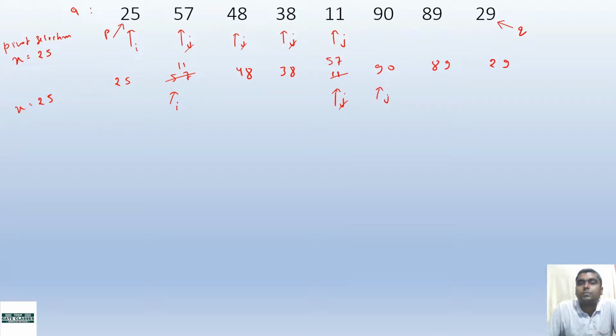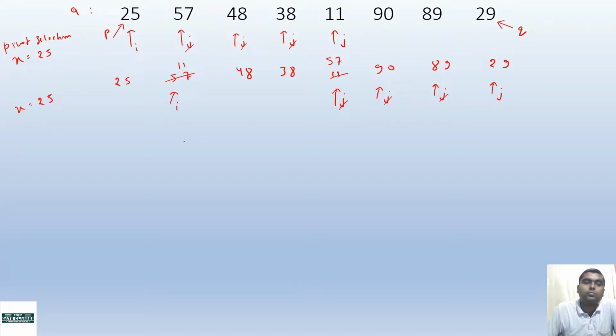So j, this A of j is 90. 90 less than 25? No. Just iterate the loop. A of j is 89. 89 is not less than 25. Just go one more. So 29 is not less than 25. So finally this is over.